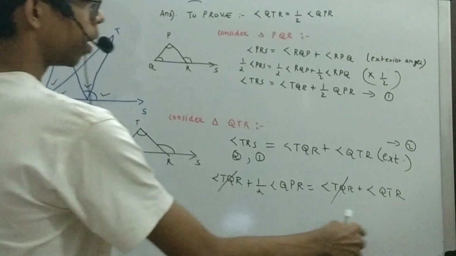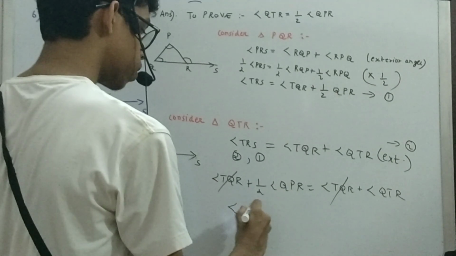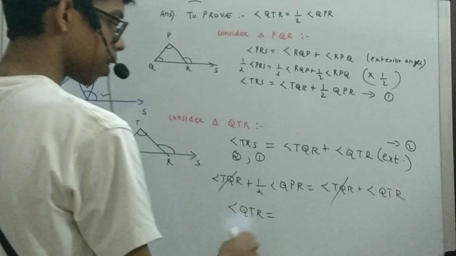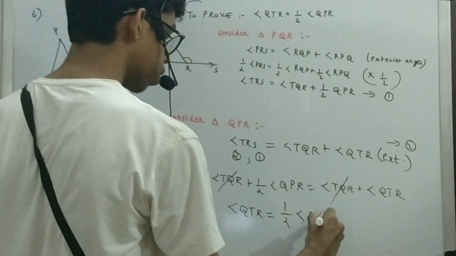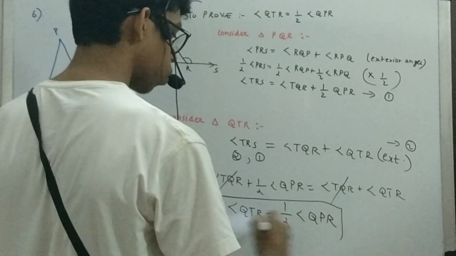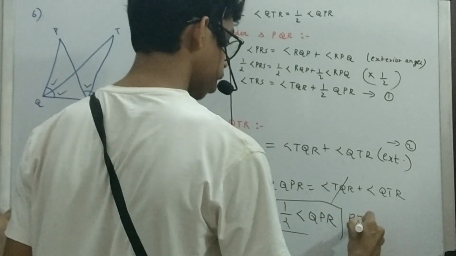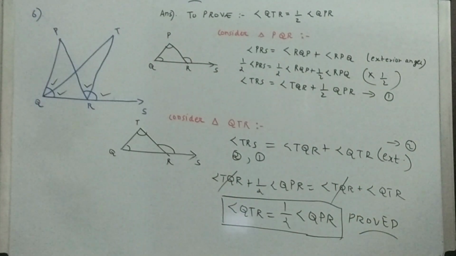Okay, so from here if you see angle QTR is over here, so I am taking it to the other side. So angle QTR is equal to what is left over here? Half of angle QPR. Isn't it? So this was exactly what was asked to prove in the question. Okay, so I hope it is clear.